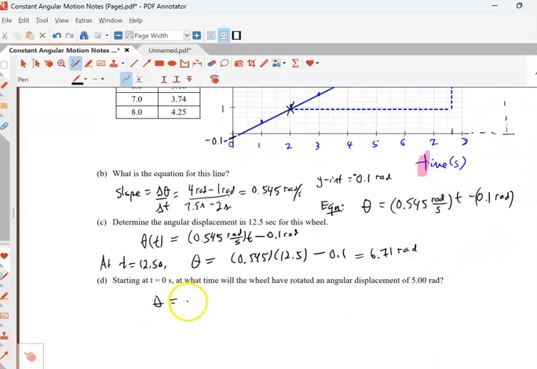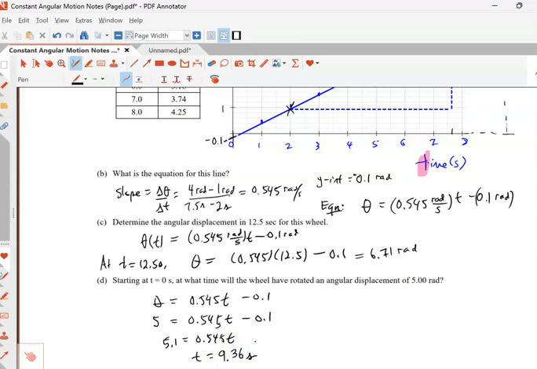So theta equals 0.545t minus 0.1. I'm leaving off the units for now, just to make it a little bit easier to look at. We replace theta with 5, and then we solve for time. So you get 5.1 equals 0.545t. Divide both sides by 0.545, and you get a time of 9.36 seconds. And that's when you reach it.